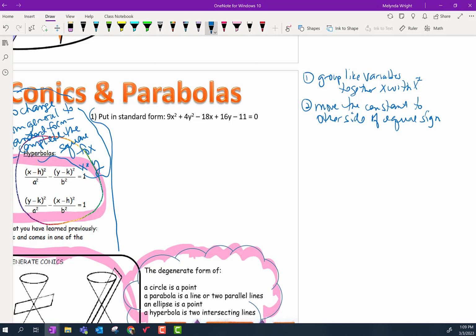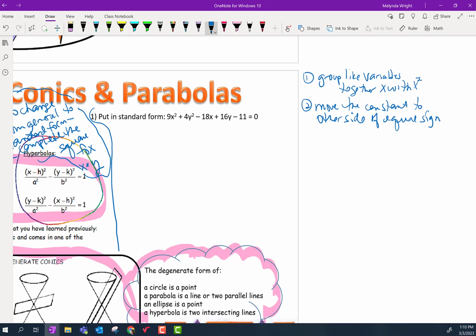I'm going to pause there for just a moment. So number 1, these are the steps that we're going to use to go from general to standard. You're going to group like variables together, like x with x squared, y with y squared. You're going to move the constant. We all know what that vocabulary word means, right? Constant is just a number, like 5 or something, to the other side of the equal sign.